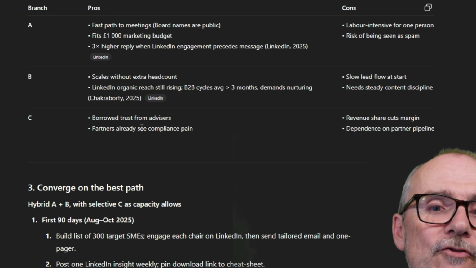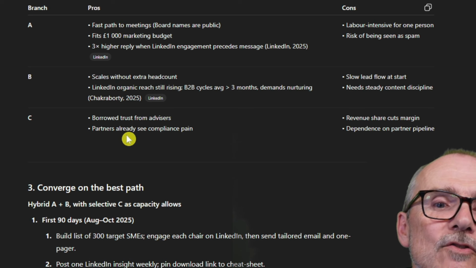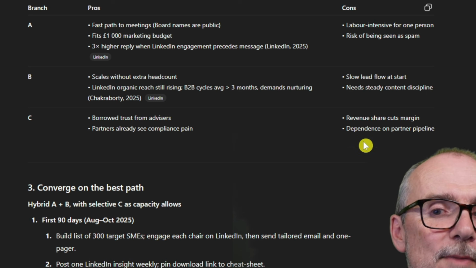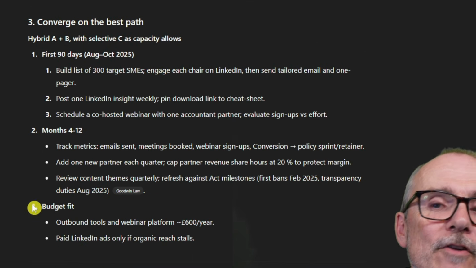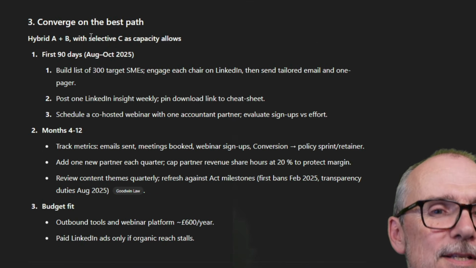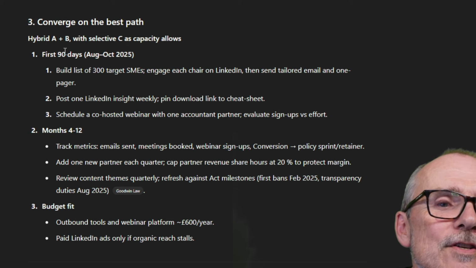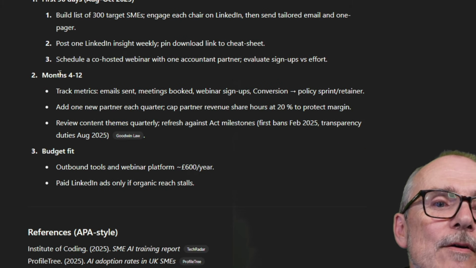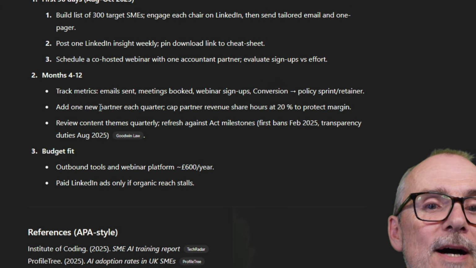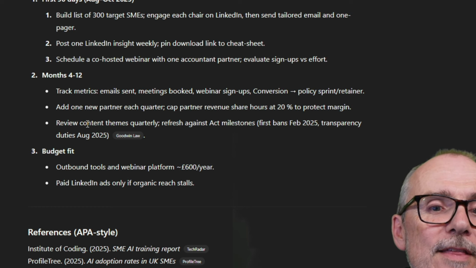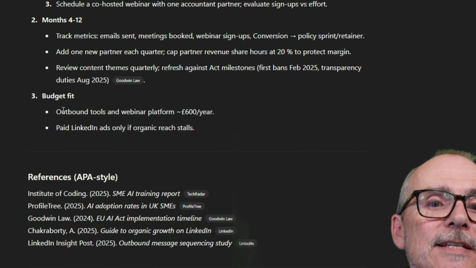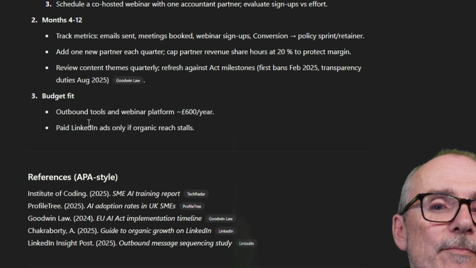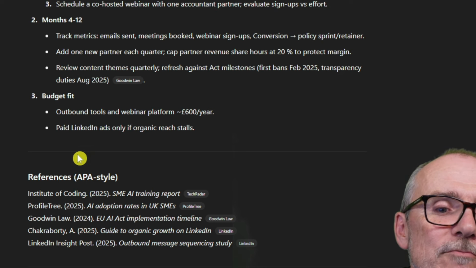And then C, borrowing trust from advisors. So this is using partners already. For C: compliance plan, revenue share cuts margin, dependence on partner pipeline. And then it converges these into a hybrid of A, B, and C, with selective use of C as capacity allows. First 90 days, build a list of target SMEs, post 1 LinkedIn insight, so a bit of A, bit of B, do a webinar, bit of B. Months 4 to 12, track metrics, add 1 new partner, so a bit of C, review content and themes. And then budget fit, outbound tools and webinar platform, about £600 a year, paid LinkedIn ads only if organic reach stalls, and then some references.